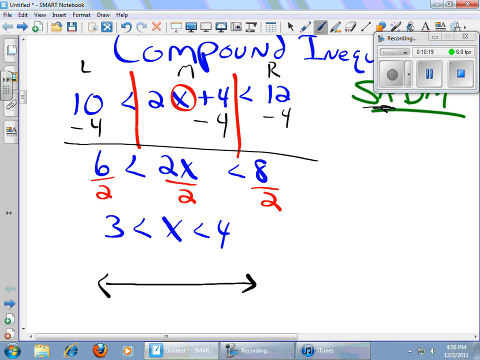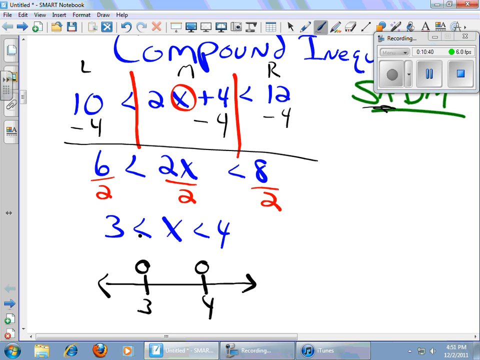All right. In this inequality, we have 2 important numbers. You know, in the other inequalities we were doing on Thursday, we only had 1 important number, and I said that's the only one you have to show. Well, this one has 2 important numbers. It has a 3 and a 4. The point on the 3 is going to be open because there's no equal sign. The point on the 4 is going to be open.